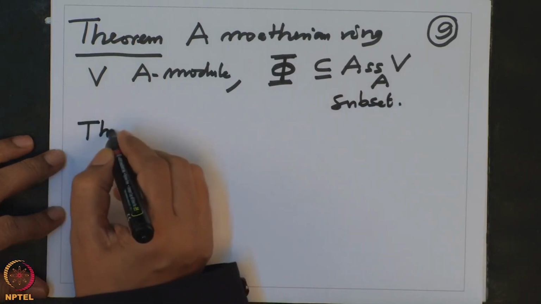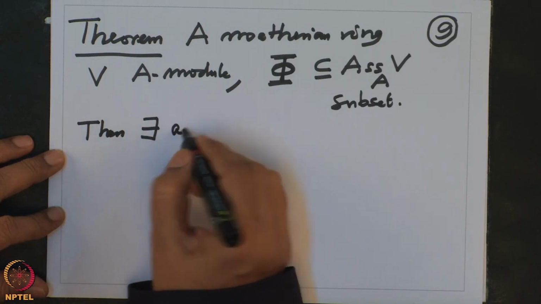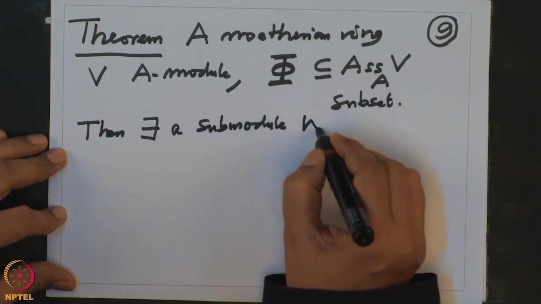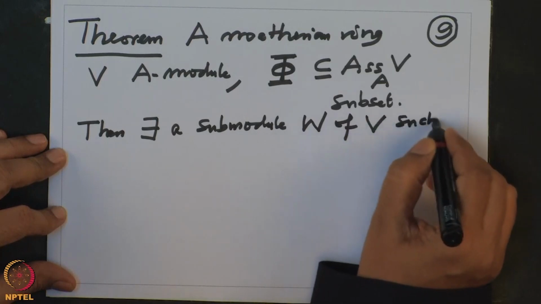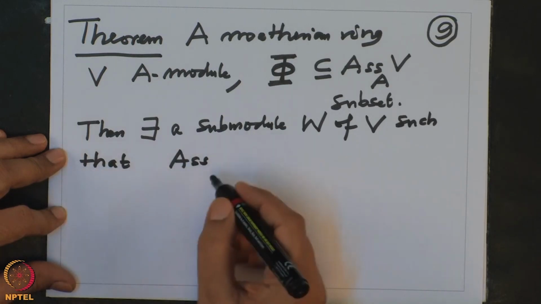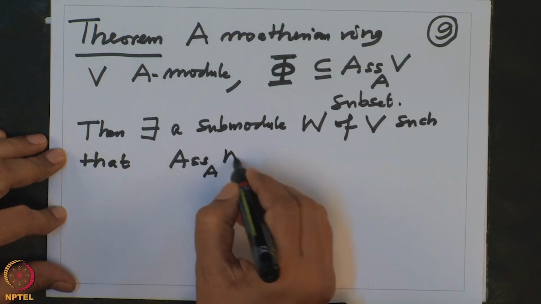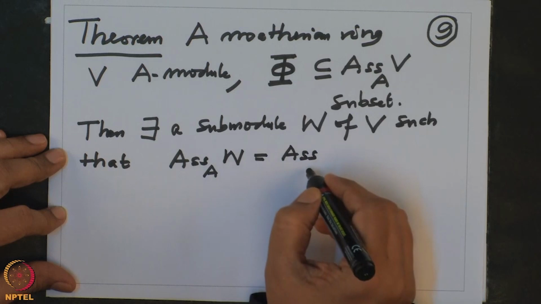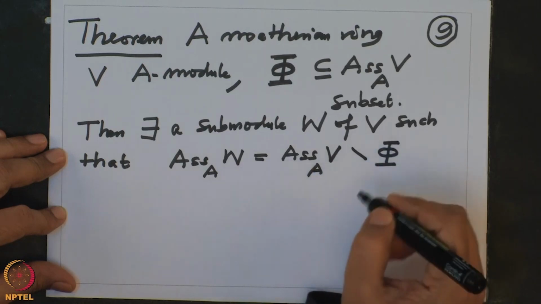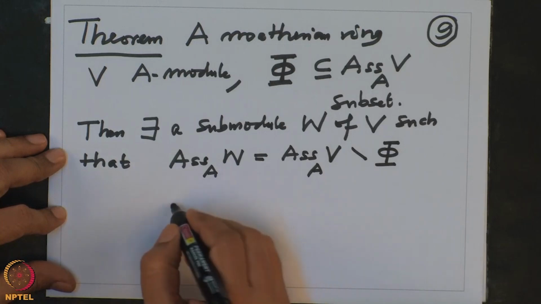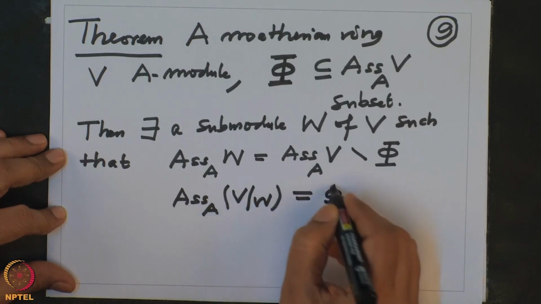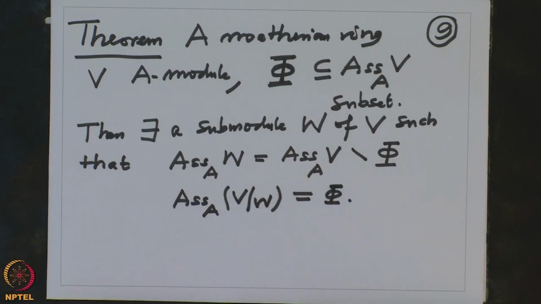Then there exists a submodule W of V such that the associated primes of W is precisely the associated primes of V minus this subset, and obviously then the associated primes of V by W will be the given phi. Clear? So, we want to prove this. This is not so difficult.